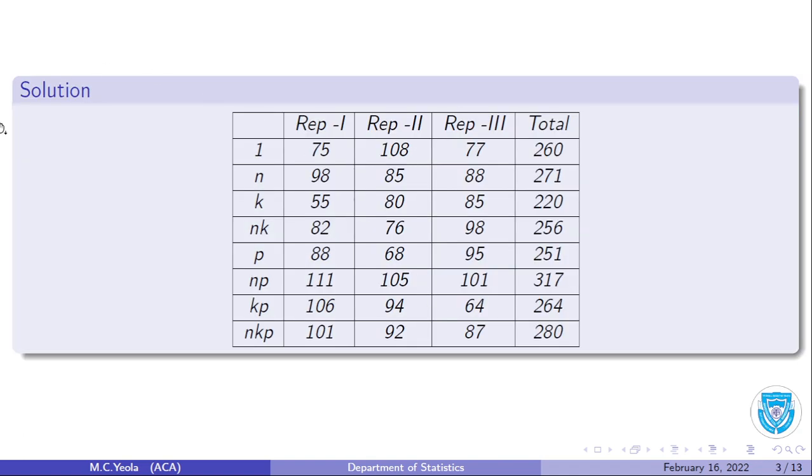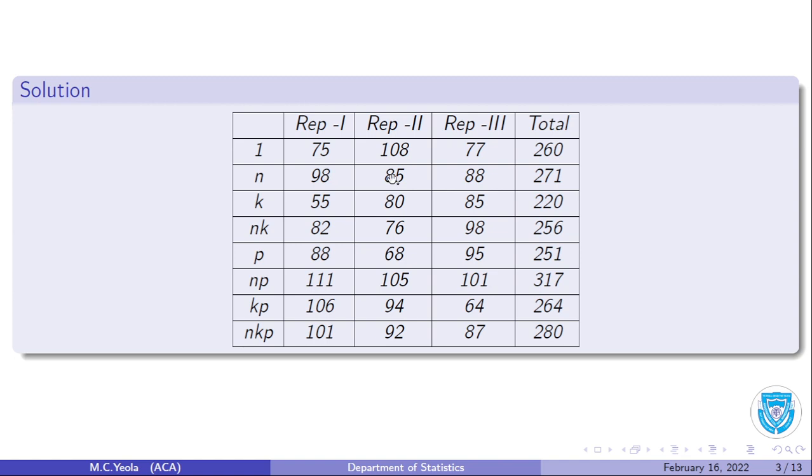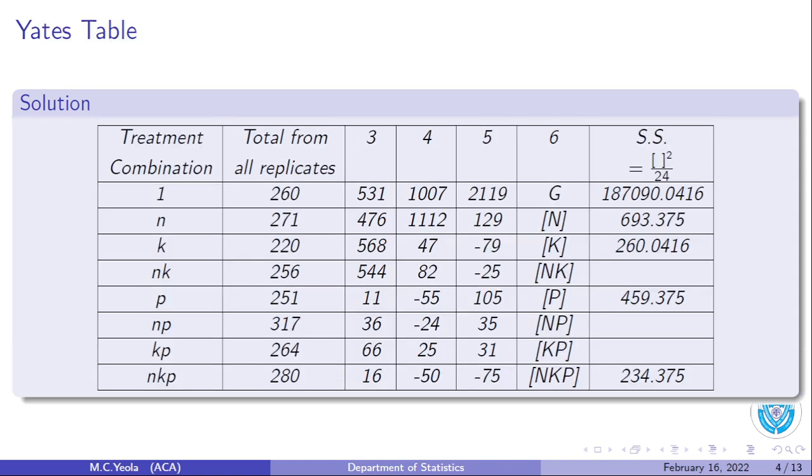Once again we'll find out the treatment totals. For treatment combination 1, we have the value 75 from replicate 1, similarly 108 from replicate 2 and 77 from replicate 3. We used these values and got the totals for all the treatment combinations from all the replicates.